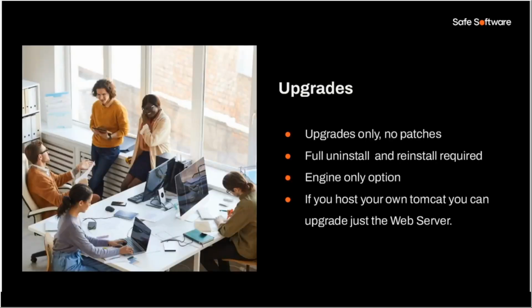Upgrading. Upgrading is a full installation and reinstallation. There are no patches, so you have to plan for this. And it's important to make sure you have your own script for installing these installations, as there's a lot of options. You also do have the option to upgrade the engine only if you want. That's only between minor versions. And lastly, you have the option to host your own Tomcat and just upgrade that.